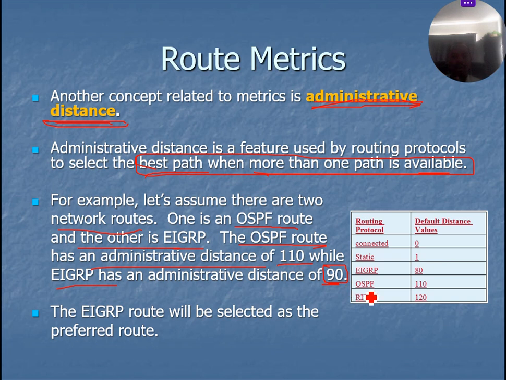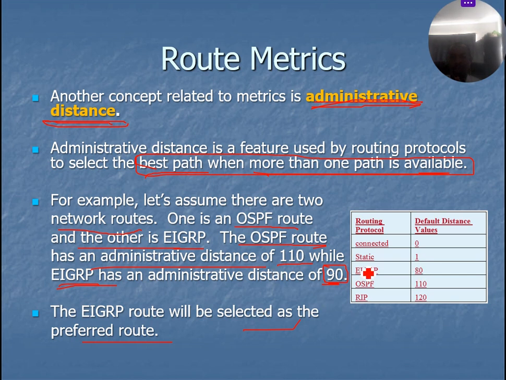Okay, so the Enhanced Interior Gateway Routing Protocol will be selected as the preferred route. Yeah, we already mentioned that. This one will be selected as the preferred route because it has a lesser administrative distance.